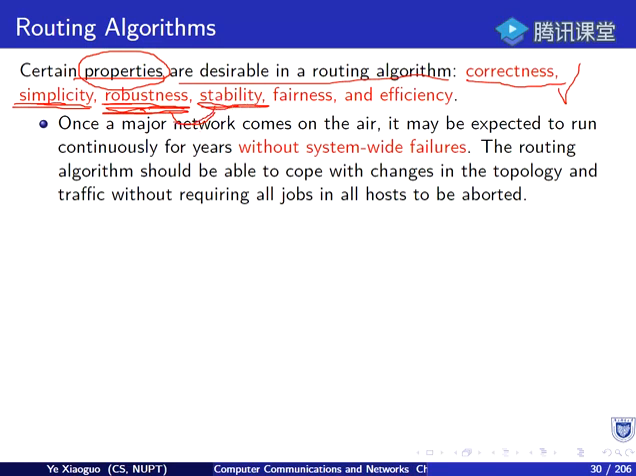Stability. Fairness. Fairness means the routing provides fair service for different packets. And efficiency. Efficiency is probably related to simplicity. Robustness is probably related to stability. Connectedness is the first one.